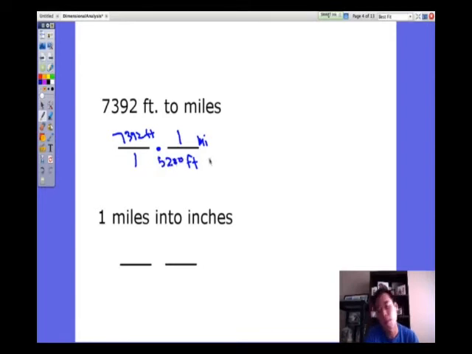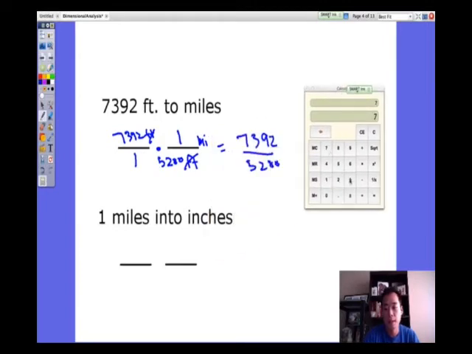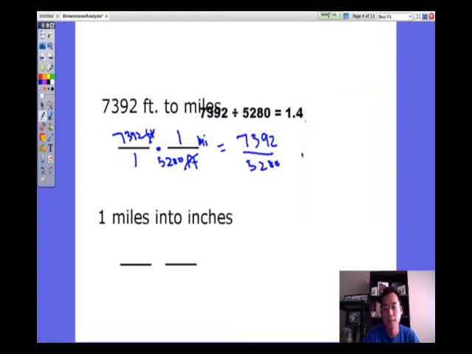If you notice the last couple problems that we've been working on, there's really a 1 in most of our fractions, and that's another key aspect. So I can make sure that feet cancels out with feet, and now I can do the math. I know multiply straight across, I'm going to go 7,392 feet. It's gone, so I'll divide that by 5,280 using the calculator. 7,392 divided by 5,280, and that's what I got. So that is 1.4 miles.